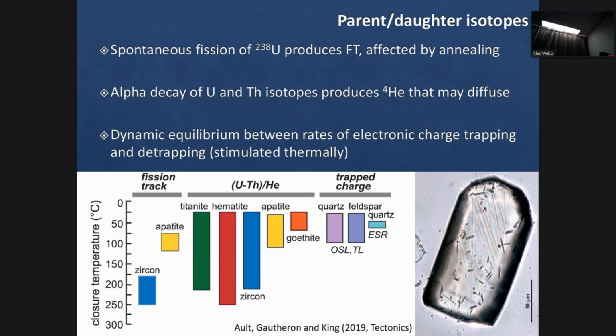The last low temperature thermochronometers we use are called trapped charge methods. They relate to the dynamic equilibrium between the different rates of electronic charge trapping and the detrapping that we stimulate thermally. It was first used a lot by archaeologists to know when, for example, objects were buried, that is, the last moment the object was affected by heat, by the sun, etc. Then people found different rates to also apply this to tectonics, but I will not explain this further today. I will focus on the other two.